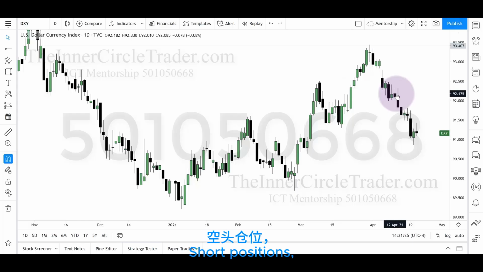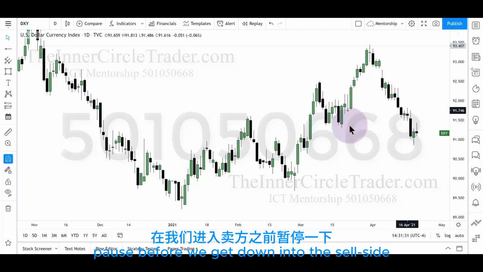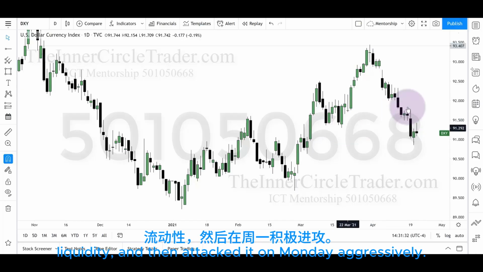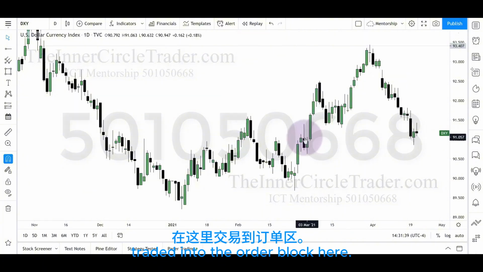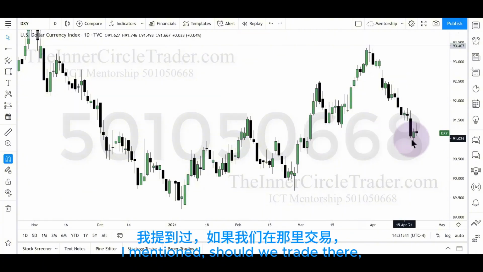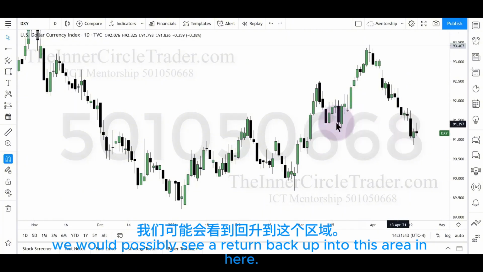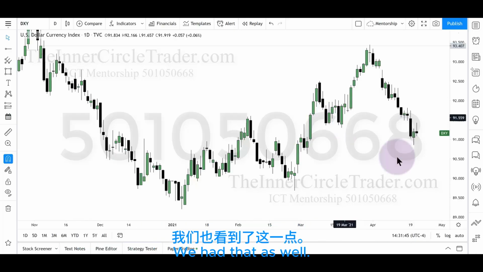Accumulating what? Short positions, displacement to the downside, pause before we get down into the sell side liquidity, and then attacked it on Monday aggressively. We traded into the order block here. I mentioned should we trade there, we would possibly see a return back up into this area in here. We had that as well.